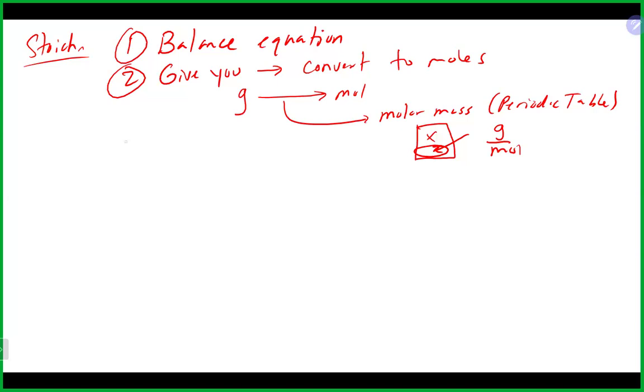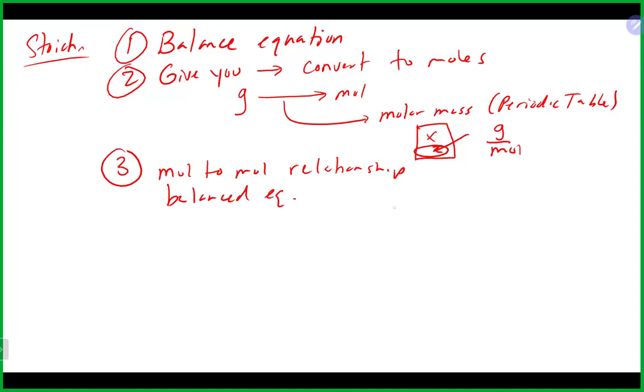Once you have that, the whole point of this calculation is really the third step here, which is the stoichiometry calculation. That is because probably whatever they gave you in the actual problem is not what you're interested in. You're interested in somebody else in the equation. So that is where we use our mole to mole relationship from the balanced equation.